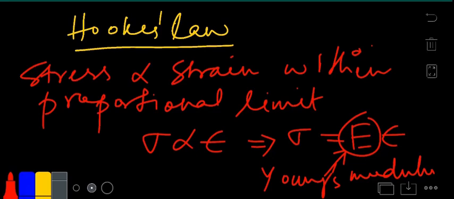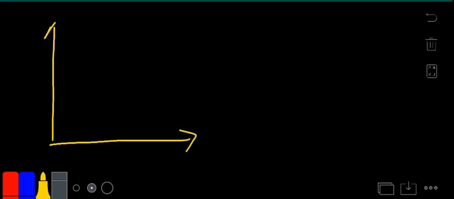So I have said many things here, that the stress is proportional to strain and all, but from where does this come from? This comes from experimentation, and I'll go to that part. So I'll be drawing two curves. The first curve is the load versus deformation curve, right?